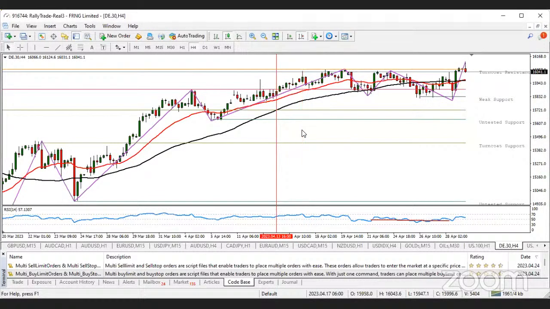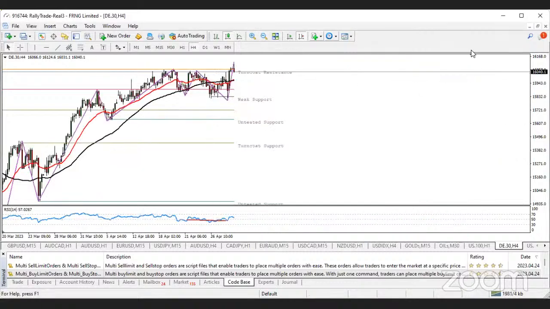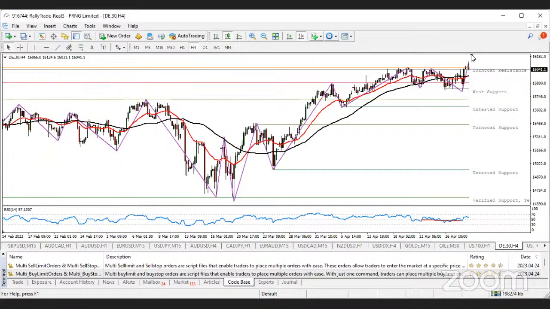One thing I know very well is that most of these indices move in the same direction and in the same way. If you notice DE30 on your 4 hours time frame, the same thing that happened with US 100 is also happening on DE30. If you notice very well, it has formed a double top and is currently on a turncoat resistance. I don't know if you are seeing this, or am I the only one seeing this? Yes, it has formed a double top.